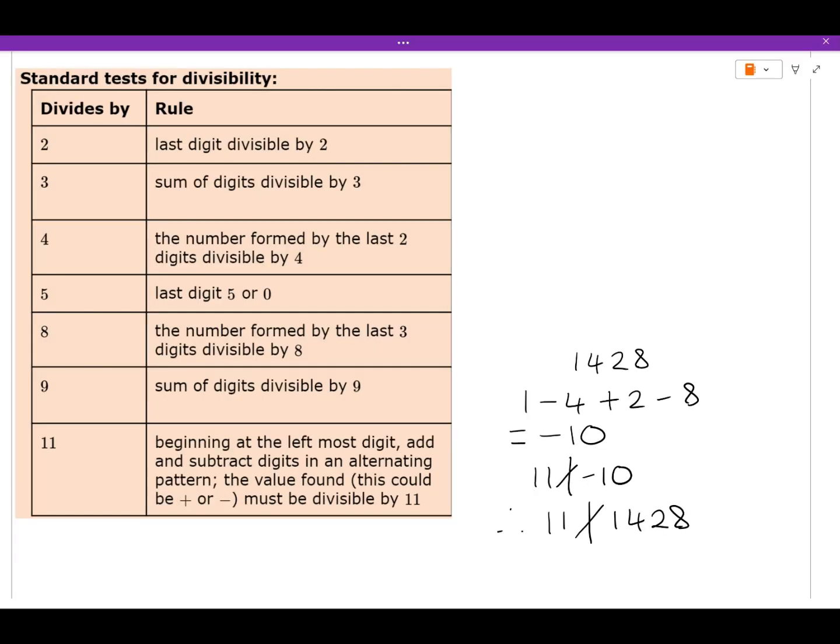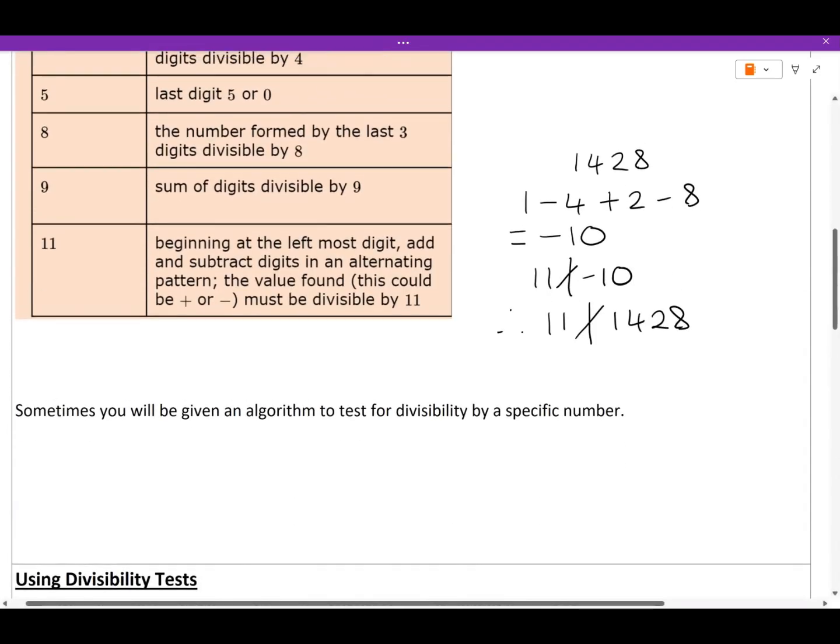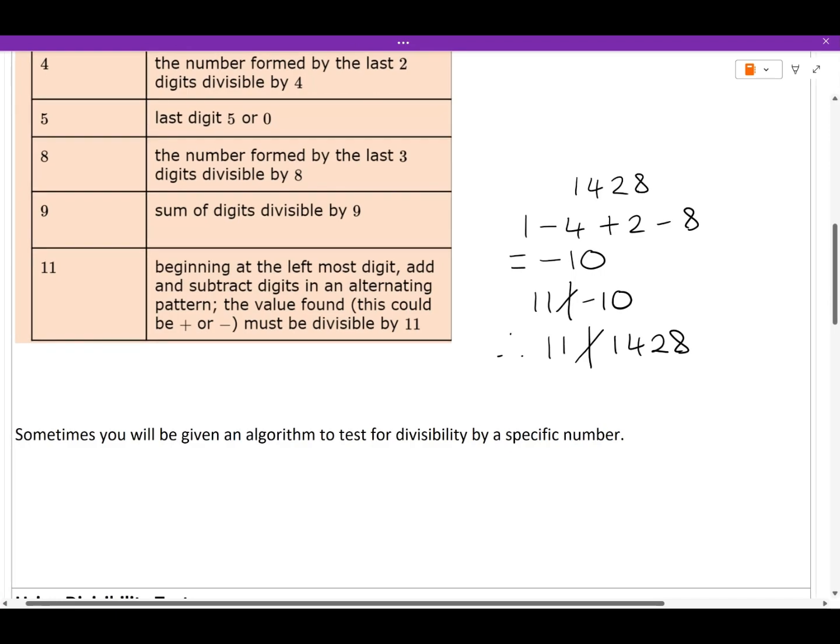Now, this is a good time to remind you, if you had got 0 out of that calculation, then we could conclude that 11 is a factor, because remember, 0 is divisible by any non-zero integer. Don't forget that one, as I think it's a common mistake. Sometimes you will be given an algorithm to test for divisibility by another specific number, like 7, which wasn't in there, and you might just have to follow the steps. They might give you a written description and you'll have to carry it out on the number.